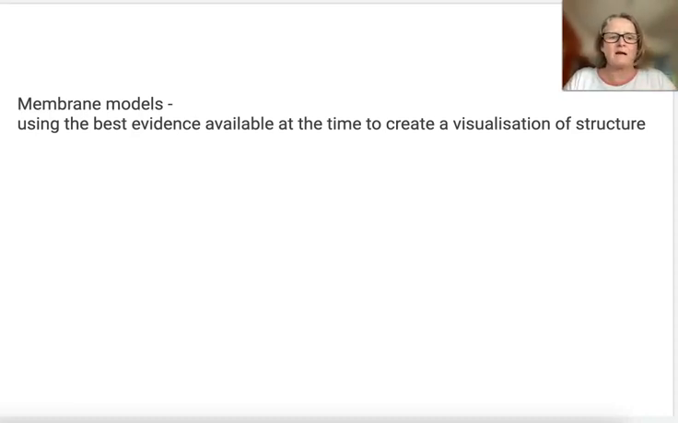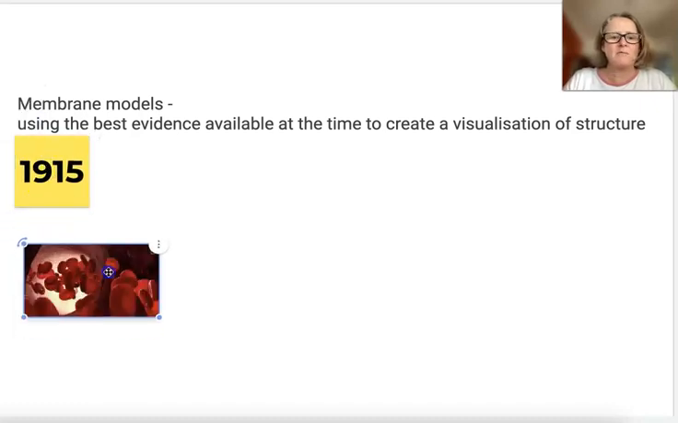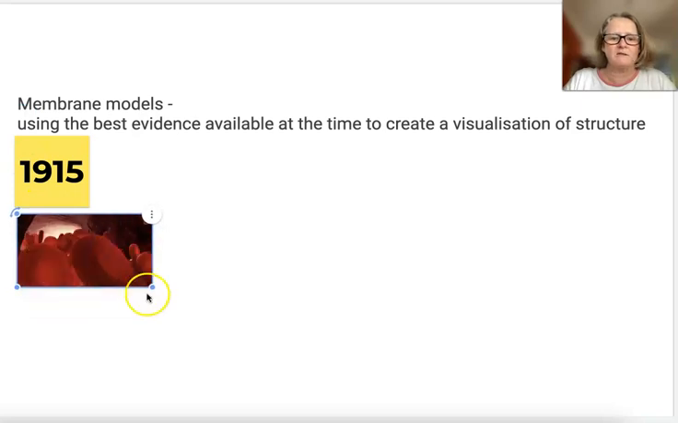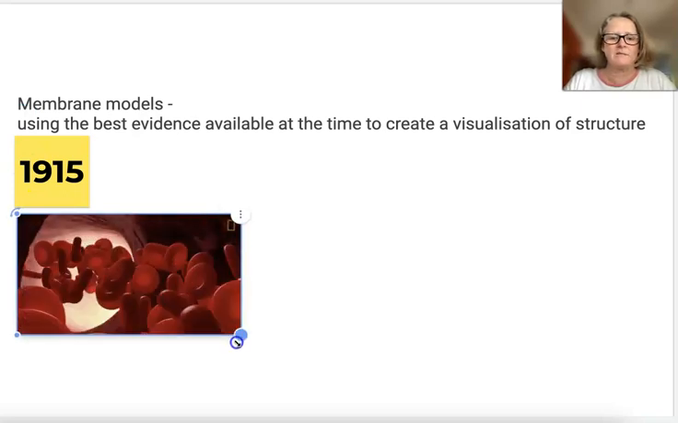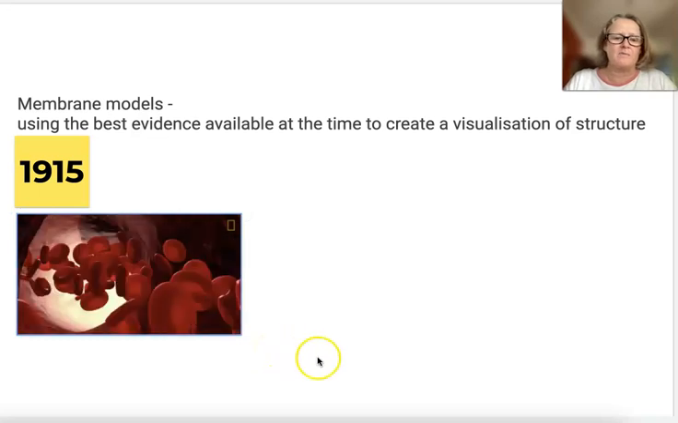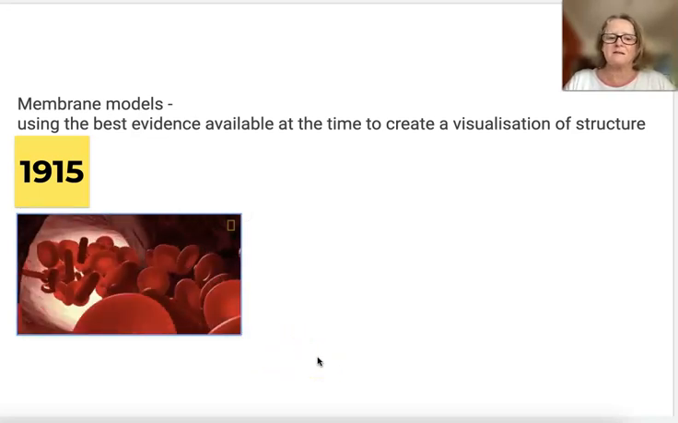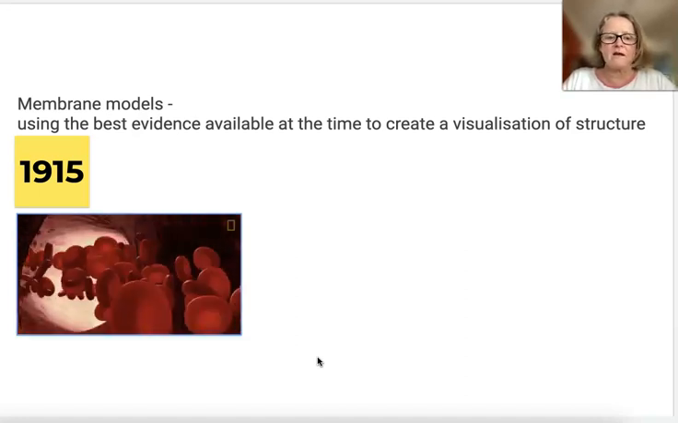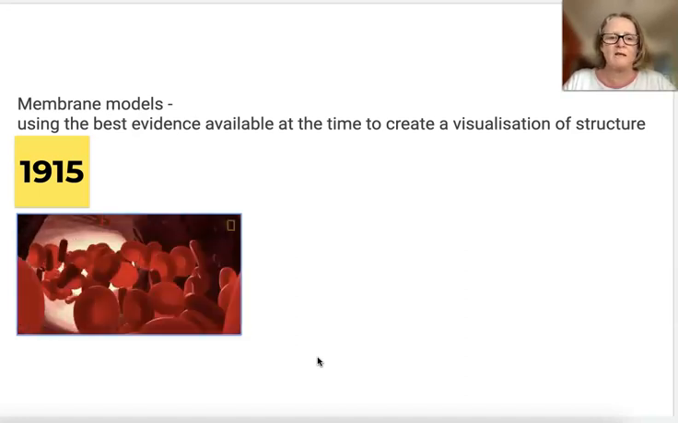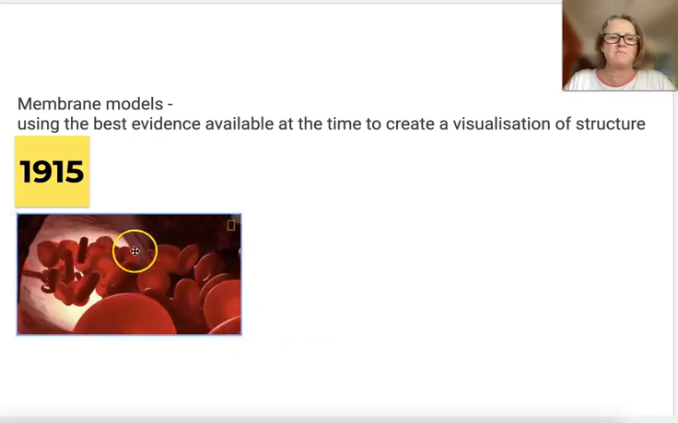So we go back really with membrane models to 1915. And at that time, we were able to take red blood cells. So here's a little image of some red blood cells moving through an artery or vein. And red blood cells do not have very much inside them. They are destined to die. They are full of hemoglobin. And when you put them in water, they burst.